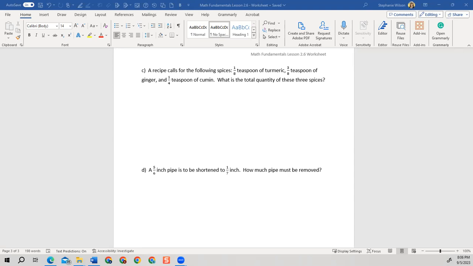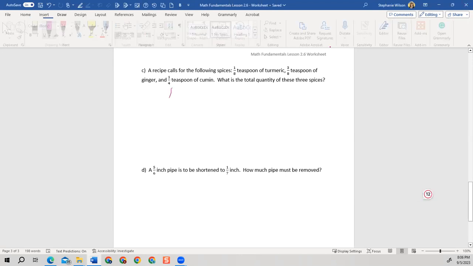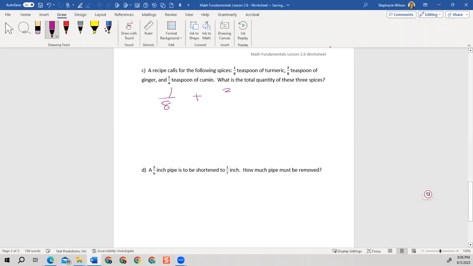So what we're going to do is just add them together, because it asks us for the total quantity, right? So basically we're taking the sum of them all. So let me get my ink pen working again. Here we go. 1/8 plus 3/8 plus 1/4. That's pretty easy, right?